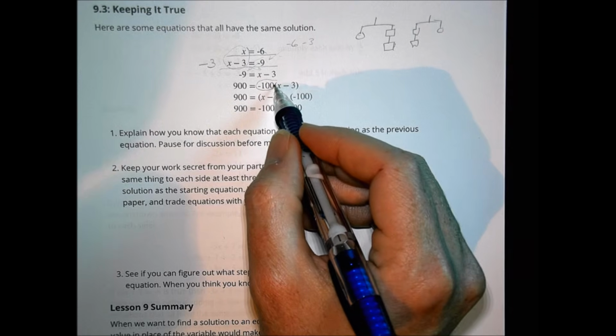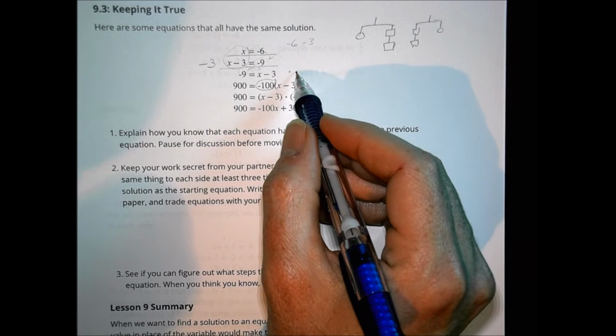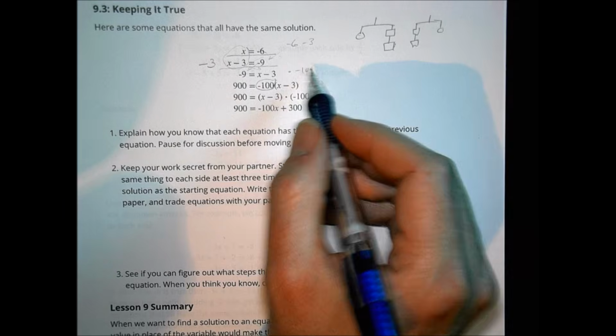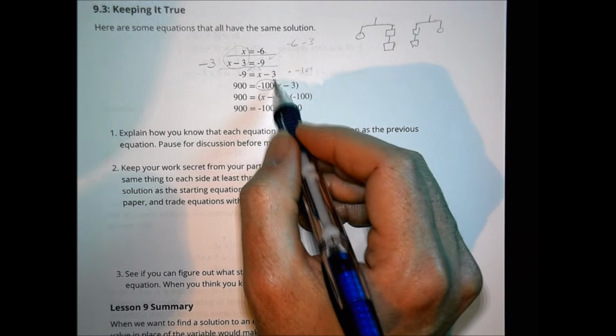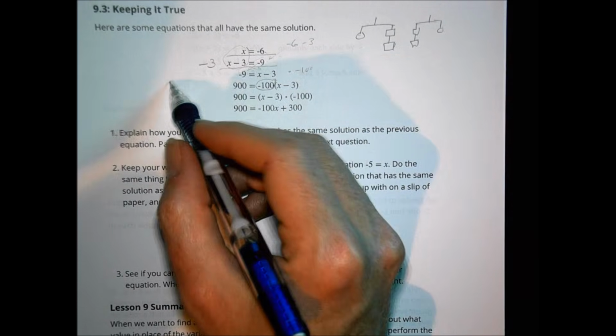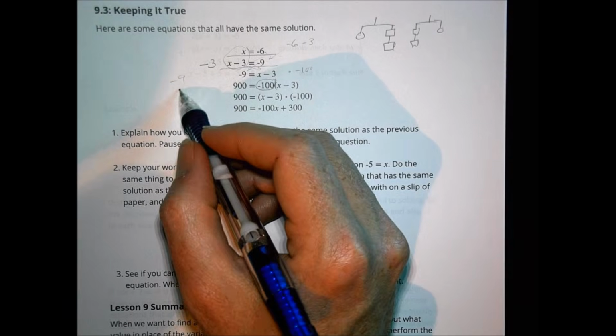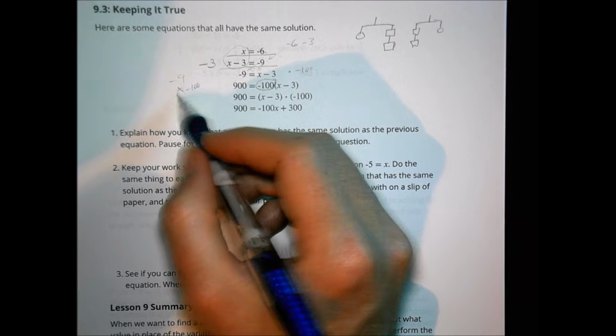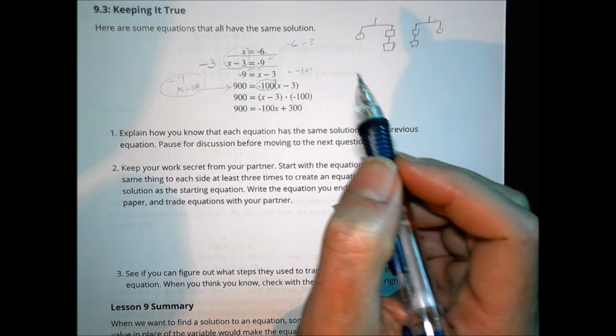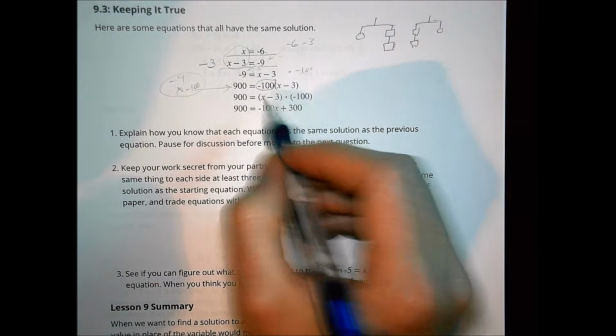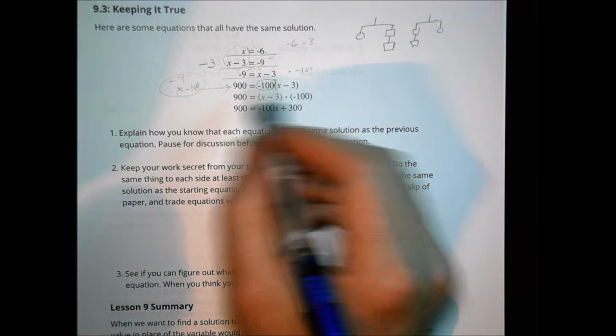I'm multiplying everything by negative 100. And when I do it to this side, they kept it outside the parentheses, but over here, a negative 9 times a negative 100 becomes a positive 900. Right, and that's the change that's happening from here to here.